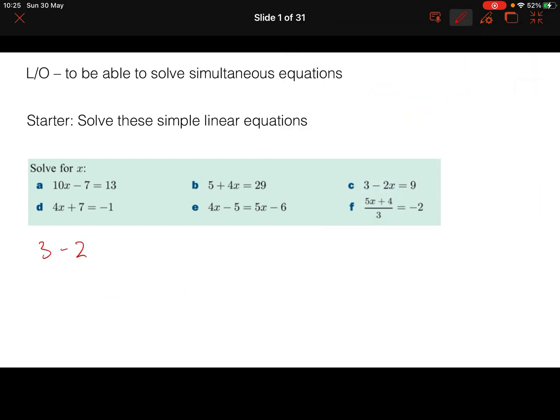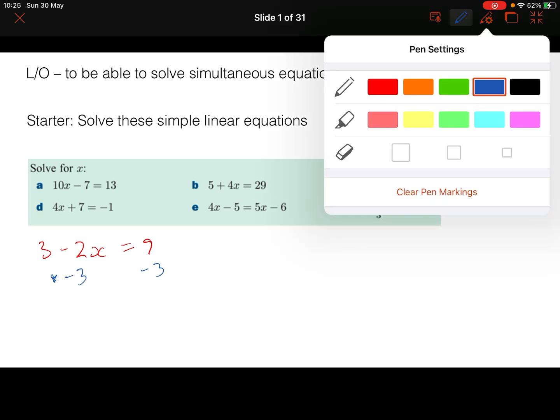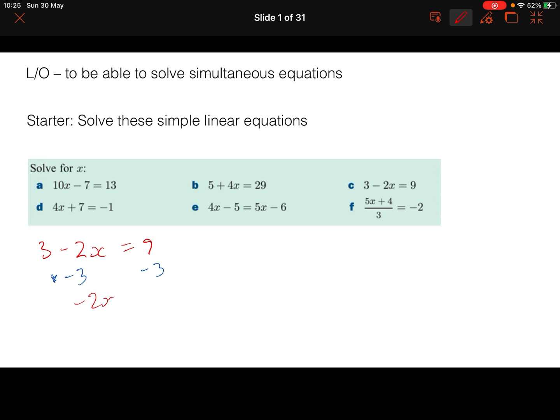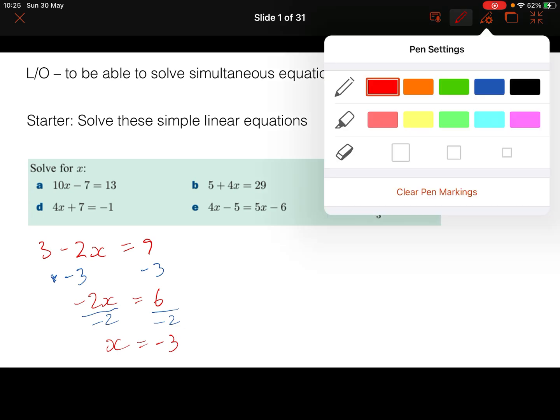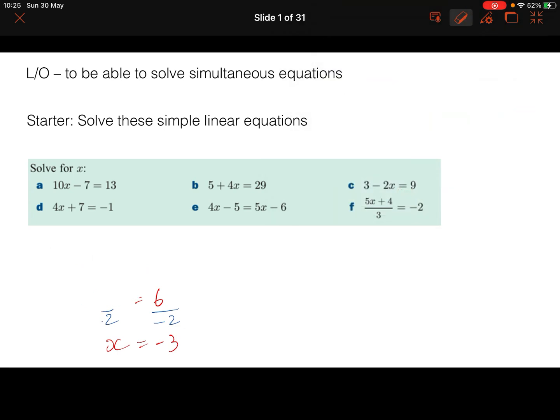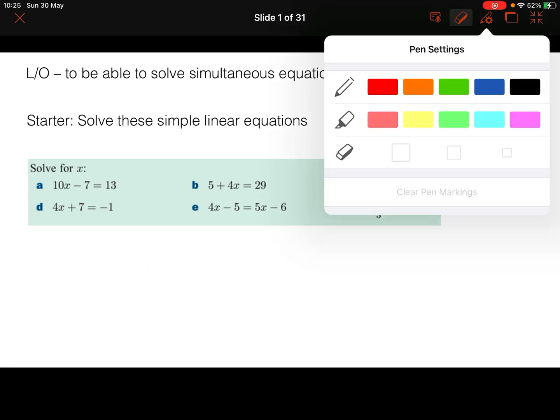3 minus 2x equals 9. What I will do here is subtract 3 from both sides of the equation, so minus 2x becomes positive 6. Now divide both sides of the equation by negative 2. I end up with x equals negative 3. Remember, x can be a negative number. It might also be a horrible decimal number that you can write as a fraction.